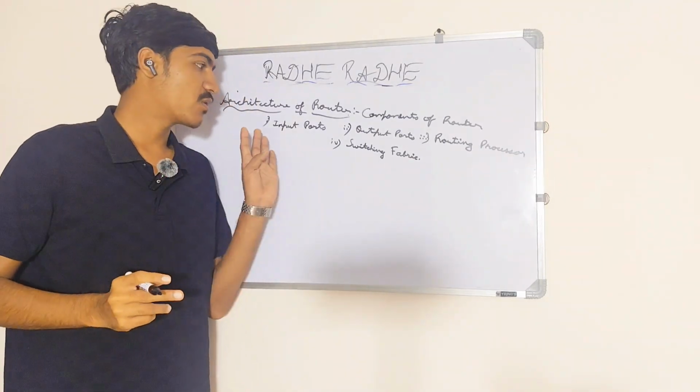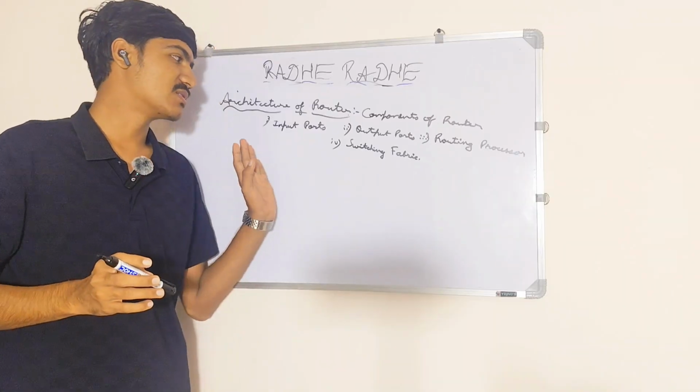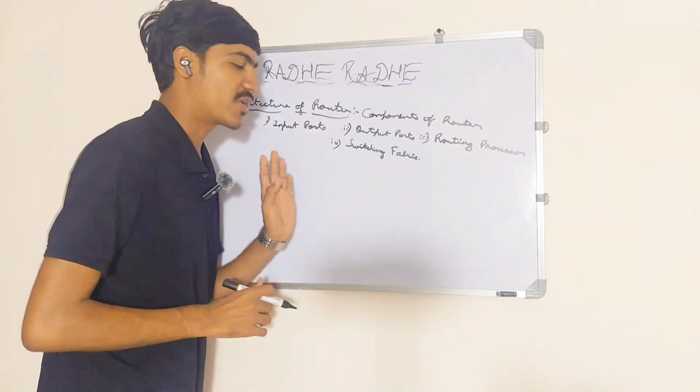These are four components of a router. Now, what do all these do? First of all, I would like to draw a diagram.